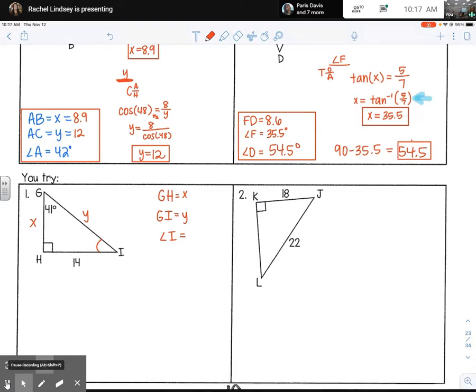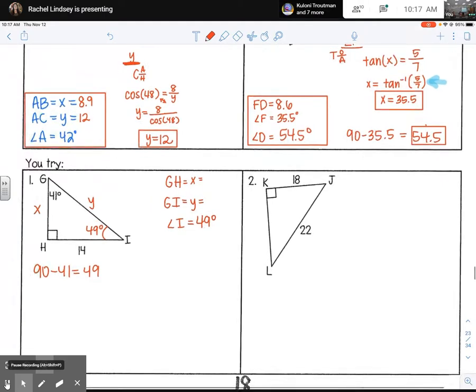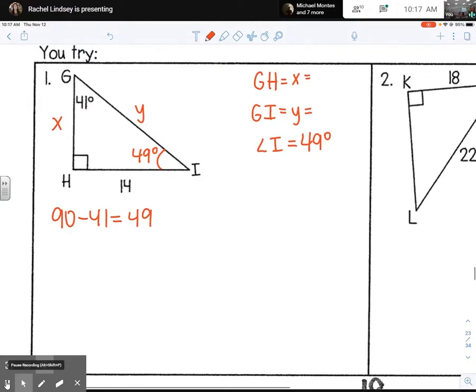So do the easiest one first. How would I find angle I? 90 minus 41. Since we already have one of the acute angles, we can just subtract that from 90 to get angle I. That'll give you 49. Now, using that angle and this side, we will solve for x and we'll solve for y.